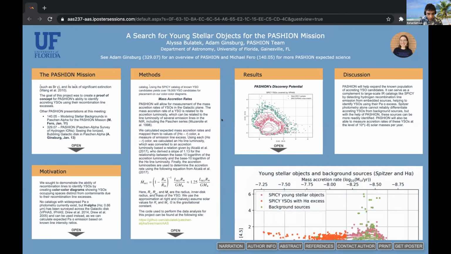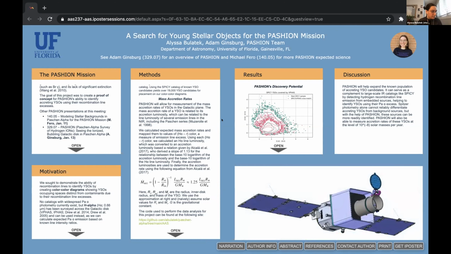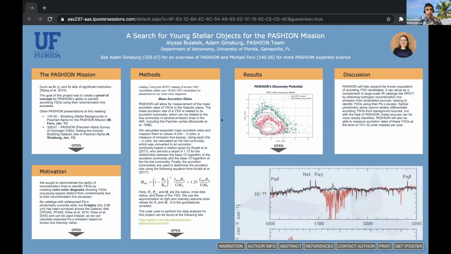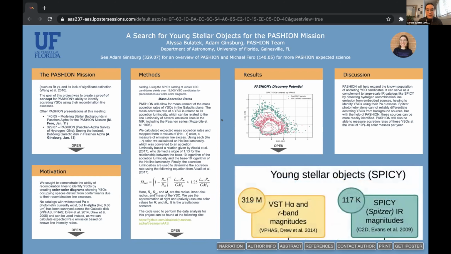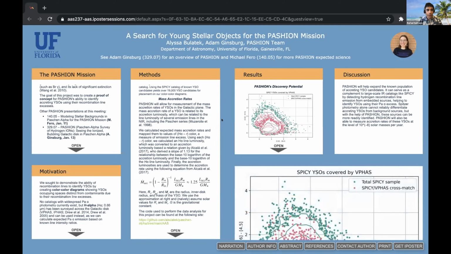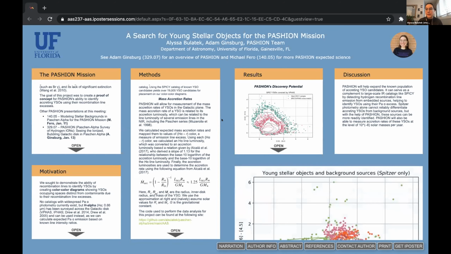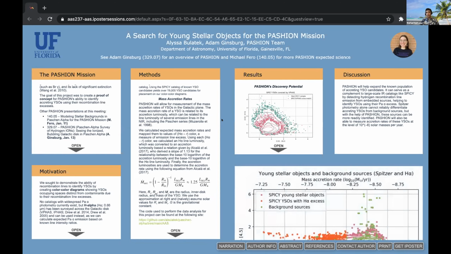Any other questions? Brian Svoboda asks, would PASHION use multiple epochs to study accretion variability? That's a good question that I don't know the answer to. I don't know the expected lifetime of PASHION. That might be another question for Adam's poster. But PASHION is a small satellite, and I'm assuming it was proposed before the Decadal, right? This was a NASA Pioneers proposal for this past session. So excellent. Thank you very much, Alisa. Thank you.